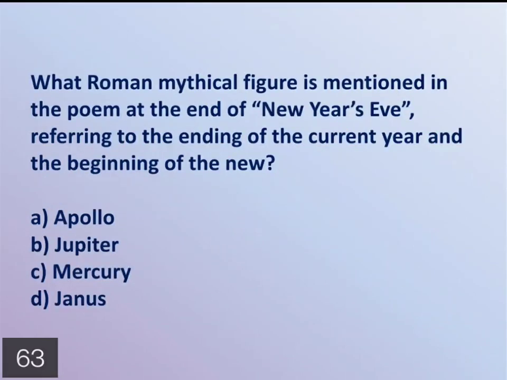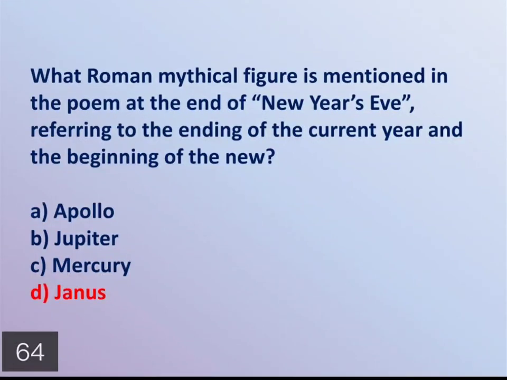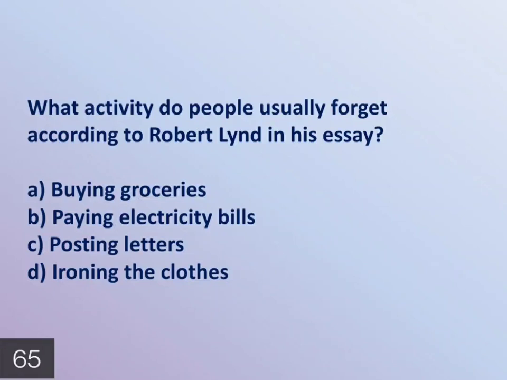What Roman mythical figure is mentioned in the poem at the end of New Year's Eve, referring to the ending of the current year and the beginning of the new? A. Apollo, B. Jupiter, C. Mercury, D. Janus. So answer is D. Janus.